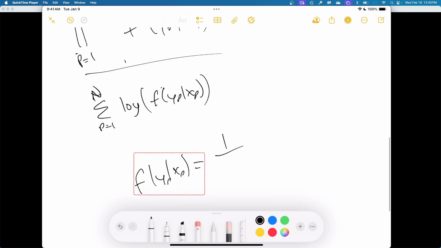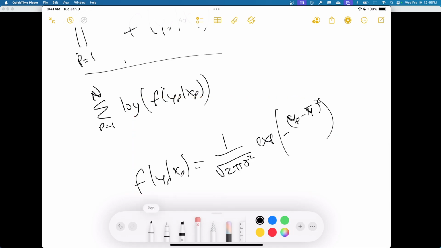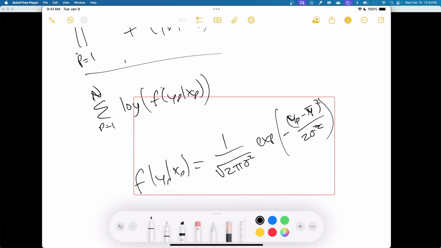f of y given x equals 1 over the square root of 2 pi sigma squared times e raised to negative, in this case, y minus the mean of y, squared, all over 2 sigma squared. Anybody want to check my work?